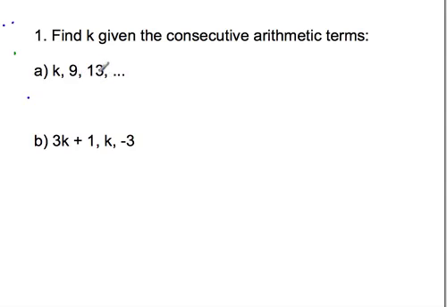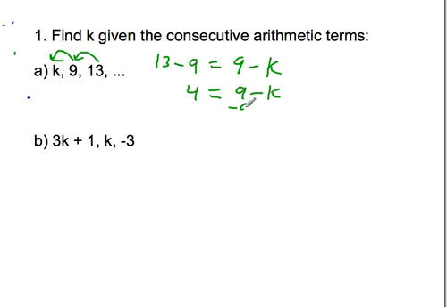So one way to approach this problem is we know that 13 minus 9 has to be equal to 9 minus k. And we can solve this little equation. This is going to be 4 equals 9 minus k. Subtract 9 from both sides. We get negative 5 equals negative k, so k equals 5.